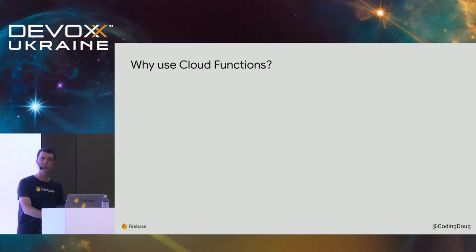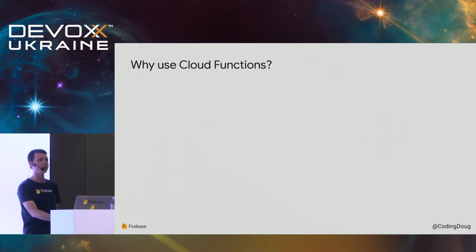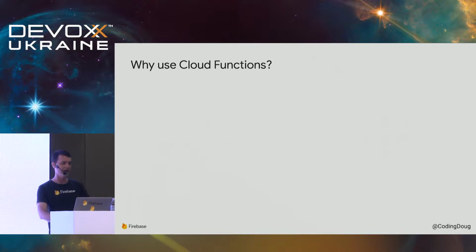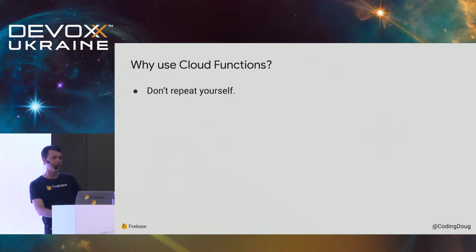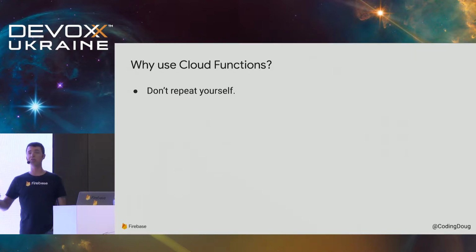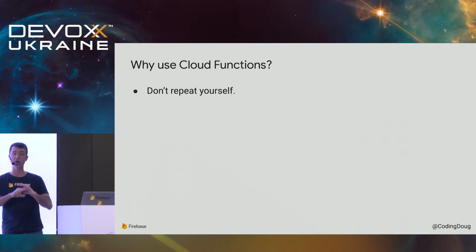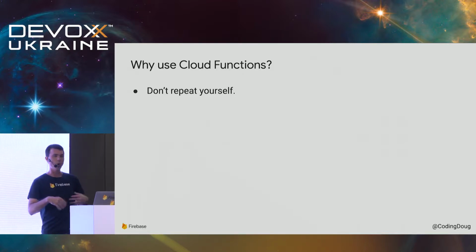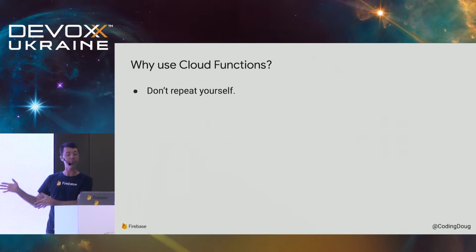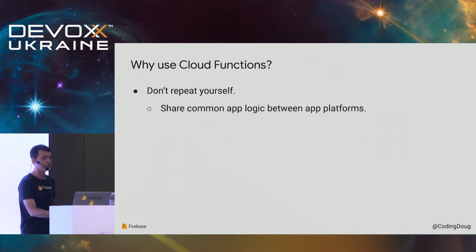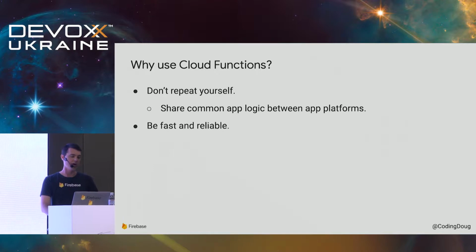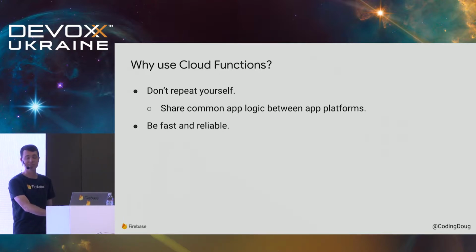So why should you use Cloud Functions? If you're already familiar with running and managing your own backend, that's fine. But I think Cloud Functions is helpful from a mobile application perspective because you don't have to repeat yourself. If you have an Android app and an iOS app and a web app and they're all supposed to do the same thing, why duplicate that logic among all those platforms? Instead, use Cloud Functions. Put the logic in one place. Don't repeat yourself. With Cloud Functions, your app can be fast and reliable.